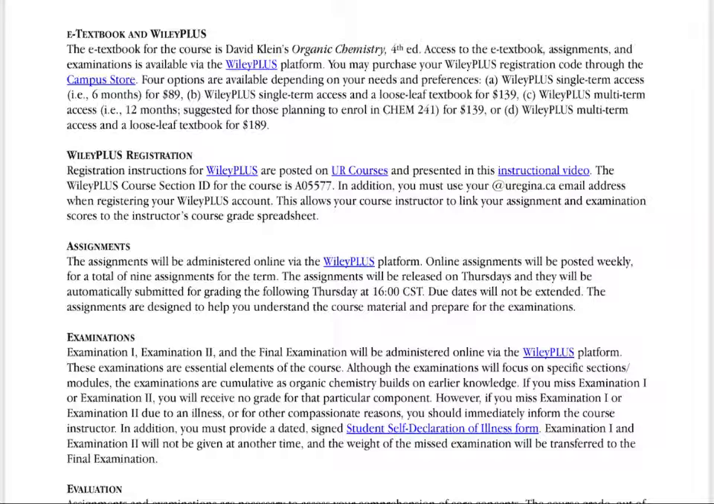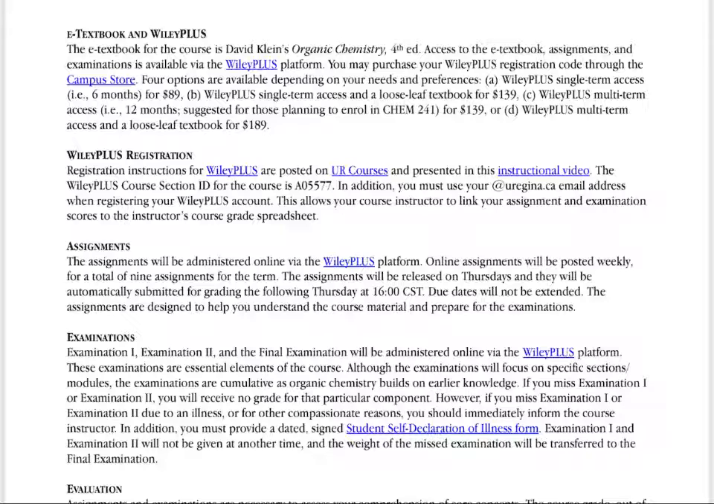Examinations. Examination 1, Examination 2, and the final examination will be administered online via the Wiley Plus platform. These examinations are essential elements of the course. Although the examinations will focus on specific sections, modules, the examinations are cumulative as organic chemistry builds on earlier knowledge. If you miss Examination 1 or Examination 2, you will receive no grade for that particular component.